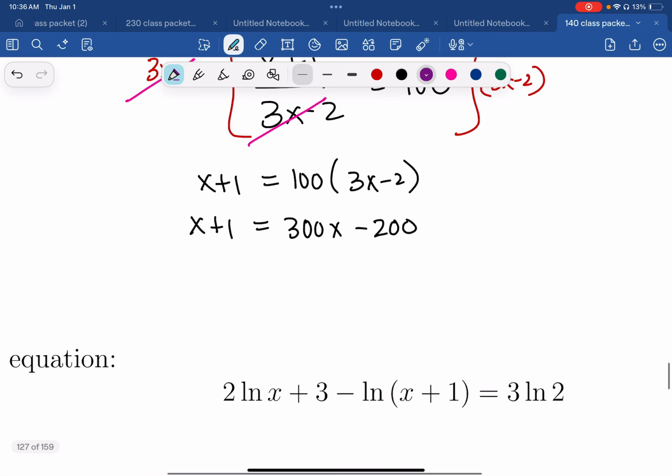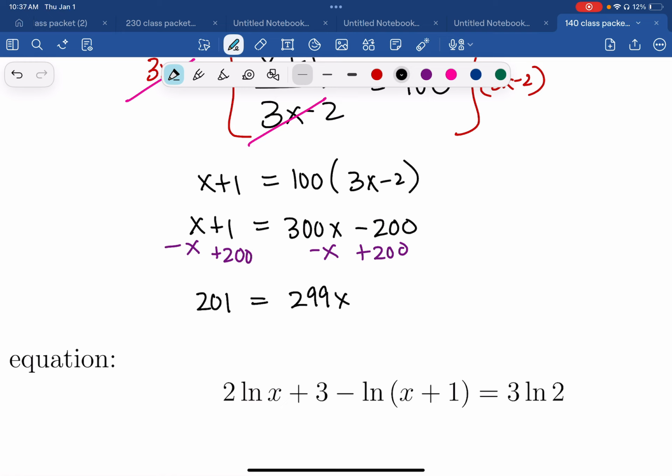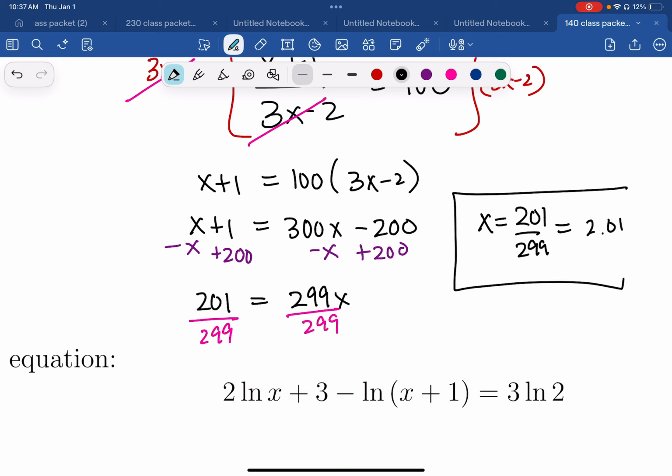And then we're moving all the x's to one side. So subtract this one and add the 200. That'll give me 201 equals 299x. Then you're just going to divide both sides by your 299 to get your x by itself. So that gives you x equals 201 over 299, which if you put this into a calculator, I've done it ahead of time, is about 2.1-ish. Okay, so that's our solution.